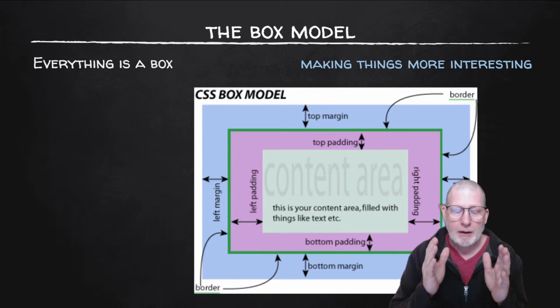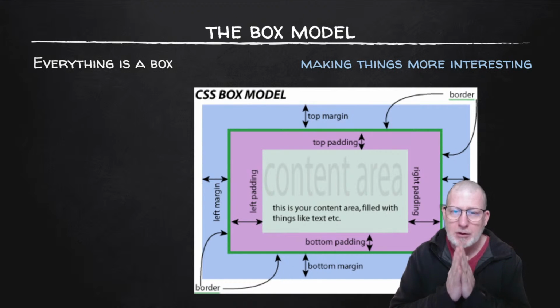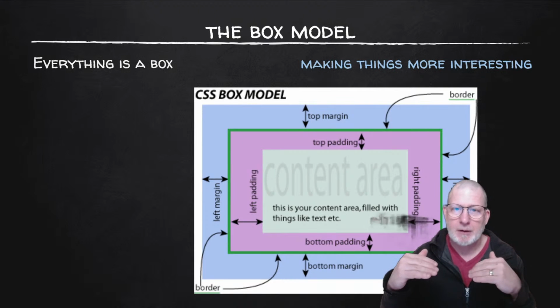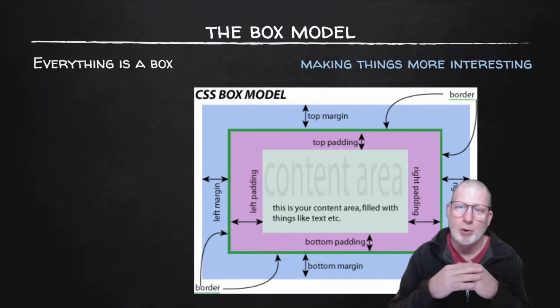Once we have the size of the box in two specific attributes, the width and the height, and they get computed for us, we can then add to that by adding padding, borders, and margins. Now, the padding goes between your content and the border. And the border goes in between the margin and the padding, and the margin is from the border out.